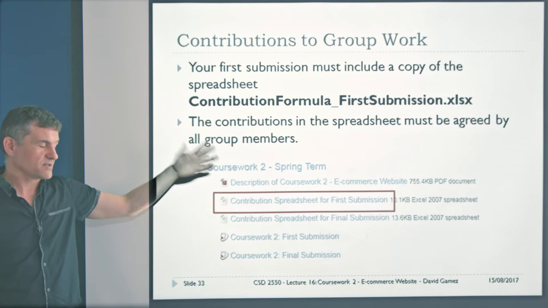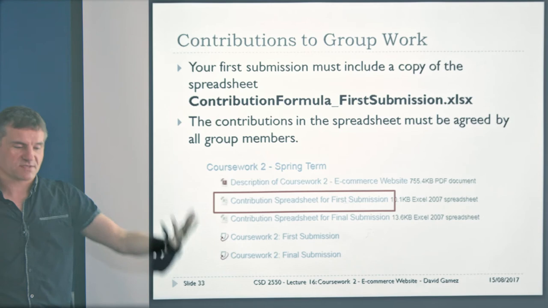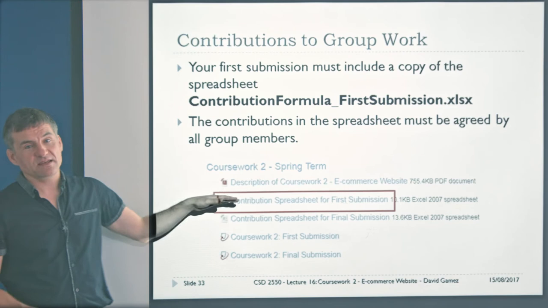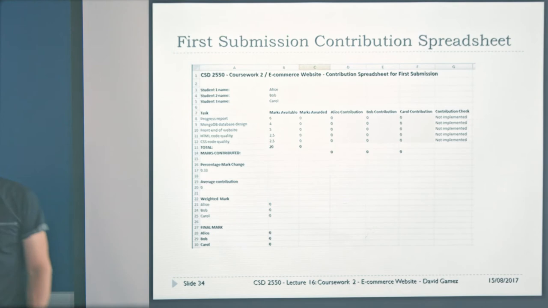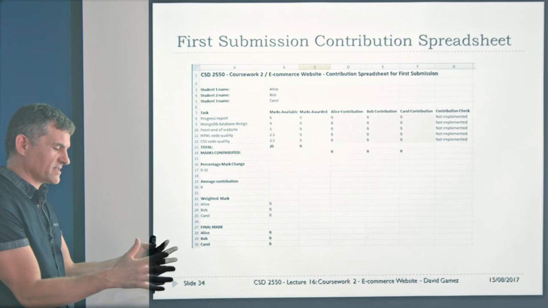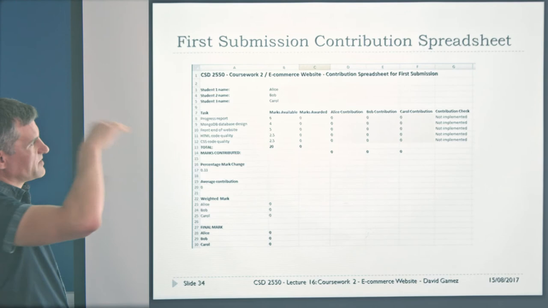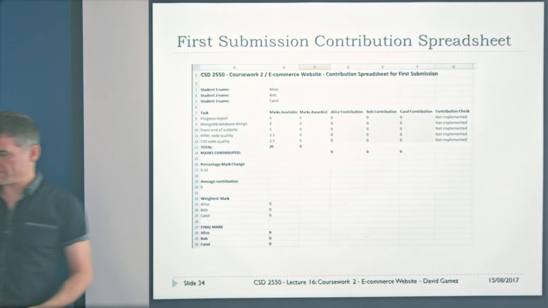Okay? It's not fair for one group member to fill in the spreadsheet and submit it without consulting the other group members. And certainly in the final demonstration, we're going to check that you're all happy with this. Okay? So I'm going to explain what this is. This is how we convert the mark for the project into an individual mark. There are two of these, one for the first submission, one for the final submission.